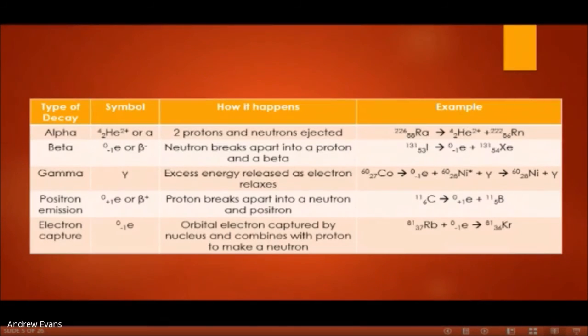Beta, which is like 0, -1, an electron. So here's an interesting thing. When a beta decay happens, a neutron breaks apart into a proton and a beta. A neutron has one mass number and 0 charge. So we're breaking apart that neutron into basically a positive half and a negative half. The positive half gets the charge and the mass. The negative half gets nothing.